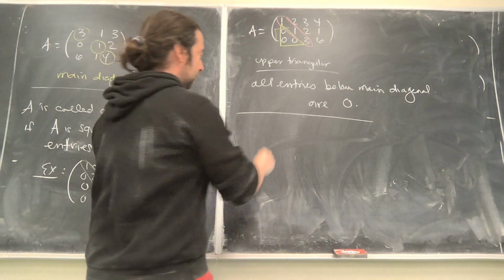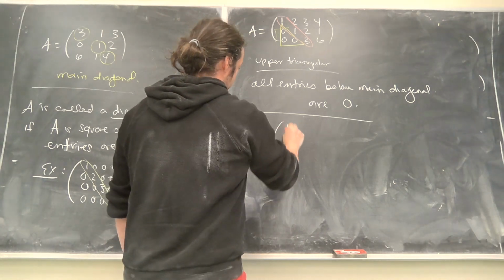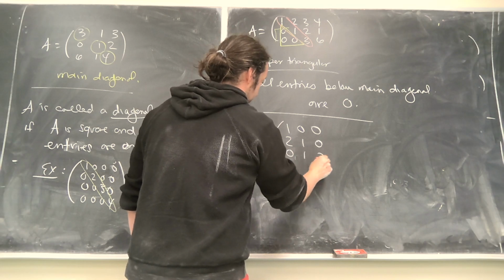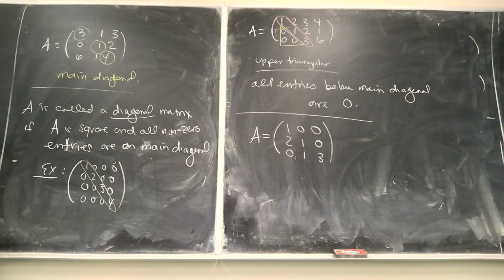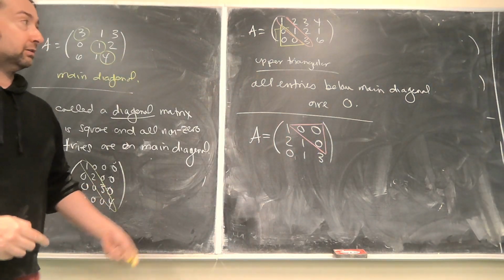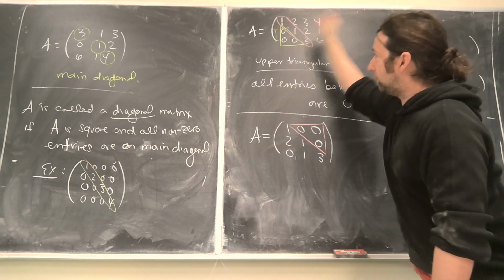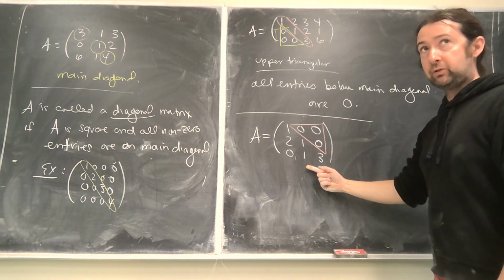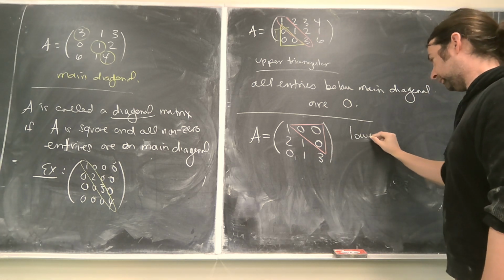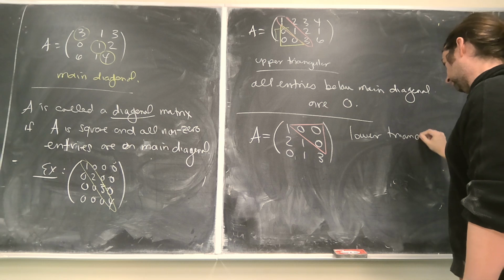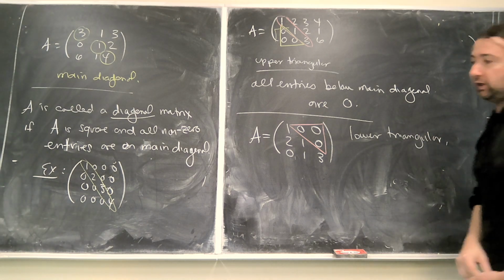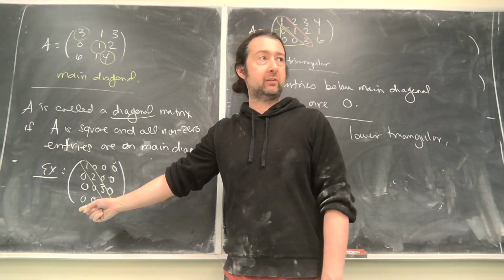The square matrix is easier to pick out. If I give you a matrix A equal to 1, 0, 0, 2, 1, 0, 0, 1, 3, that matrix is called lower triangular, because all of the entries above the main diagonal are 0. The earlier one is upper triangular because everything is 0 below the main diagonal. A lower triangular matrix has 0 entries above the main diagonal. So another characterization of diagonal matrices is they are upper and lower triangular at the same time.